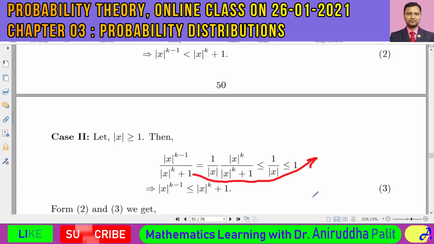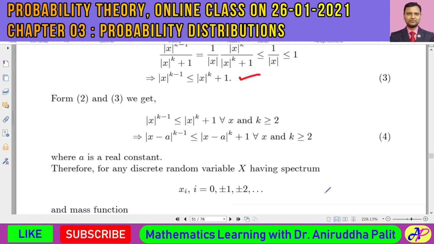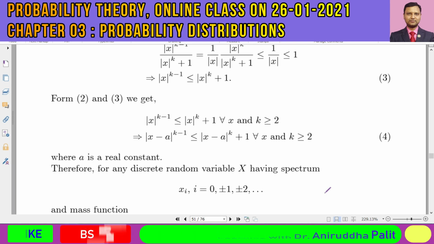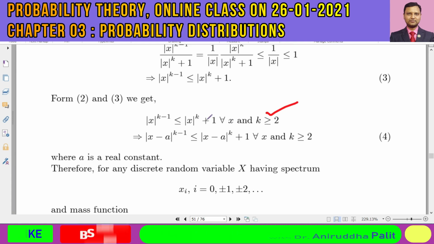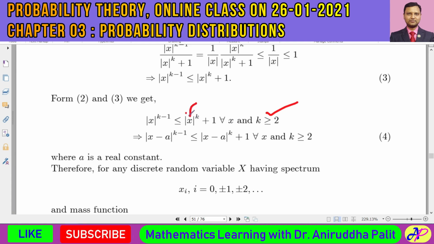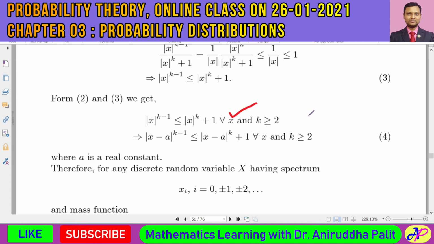So in any case, whether you consider case number 1 or case number 2, we observe that this inequality is always true. Whether modulus of x is less than 1 or greater than or equal to 1, it doesn't matter. This inequality, |x|^(k-1) is less than or equal to |x|^(k+1), holds for all values of x and k greater than or equal to 2. Okay. And now we replace this x. You see this x was any arbitrary real number. This result is true for all real numbers x.